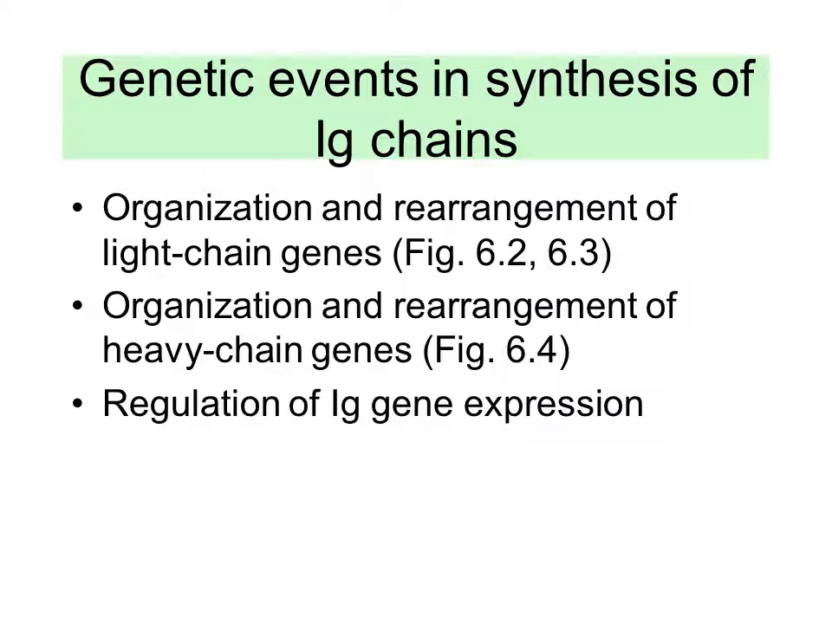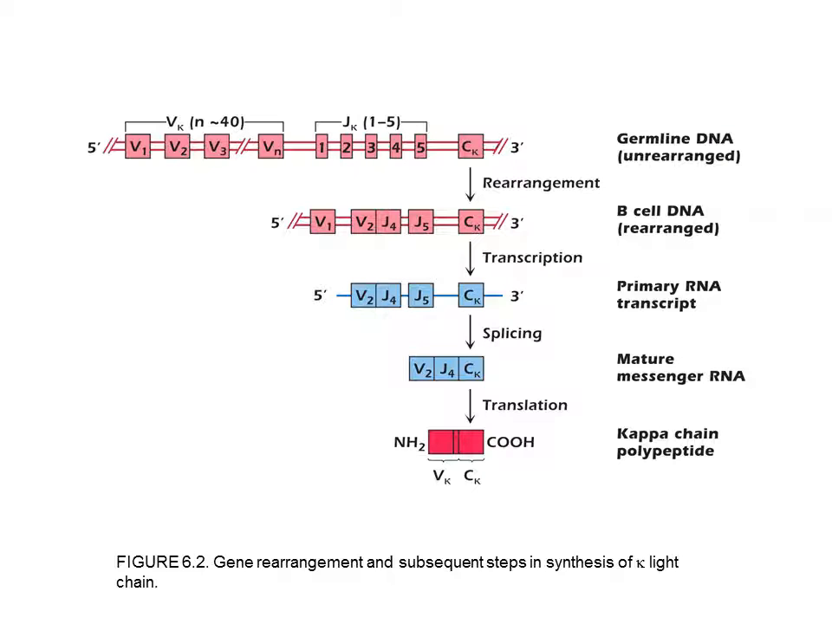Now, if you look at the genetic events in the synthesis of immunoglobulin chain, you will see firstly organization and rearrangement of light genes that we will discuss in figures 6.2 and 6.3. And then again, we'll talk about the organization of rearrangement of heavy chains, and then we'll talk about how these genes are regulated. Now, let's pay attention to gene rearrangement and subsequent steps in the synthesis of kappa light chain.